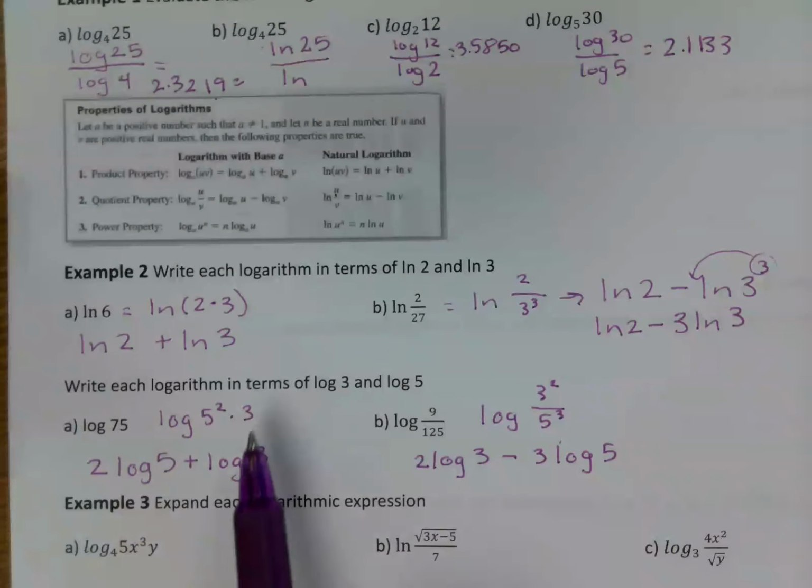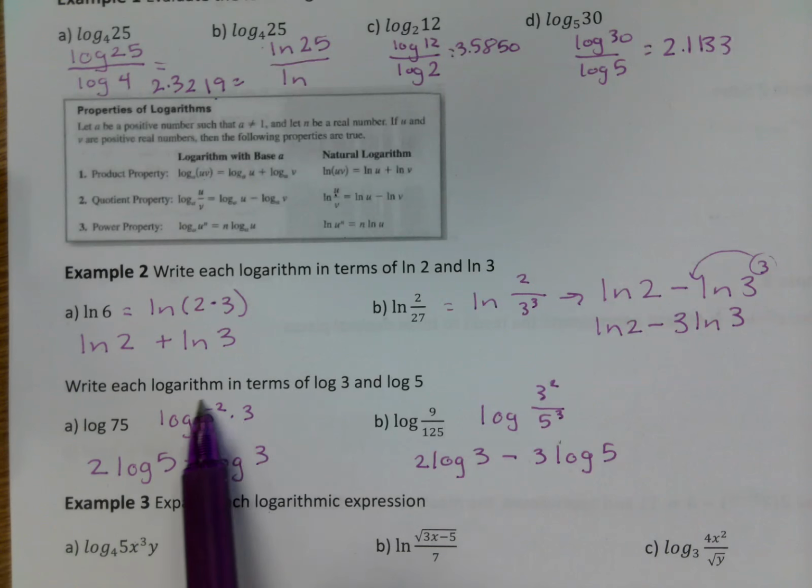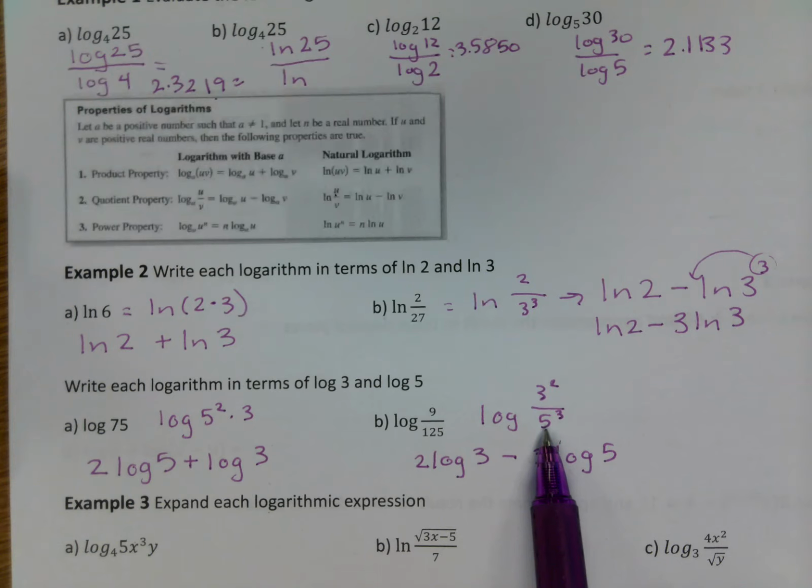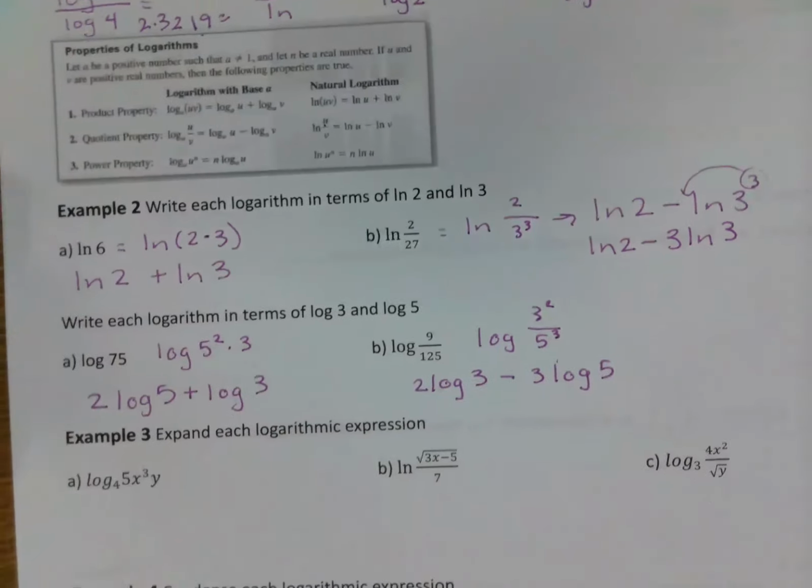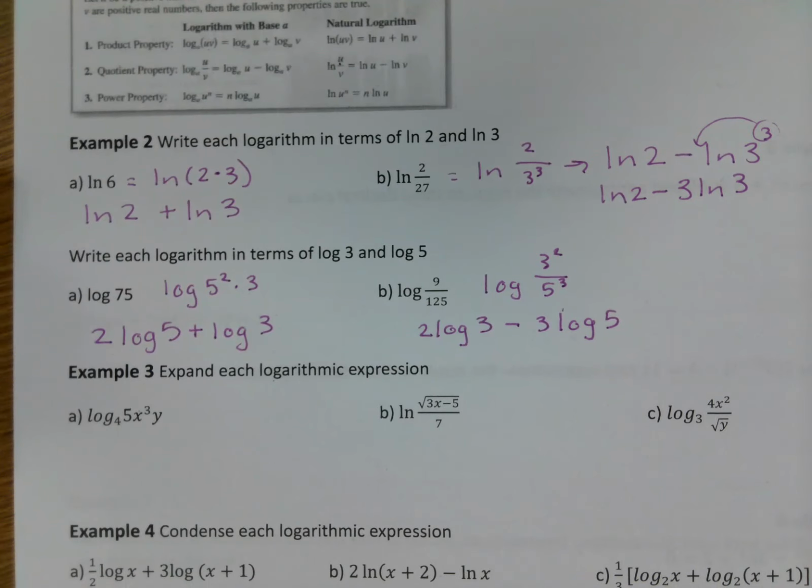You know, one of the hardest parts is knowing, when I'm breaking this up, that 25 is 5 squared, knowing that 125 is 5 cubed. Again, that's just number sense. You just need to have practice with that. So here, I'm asking to expand this.